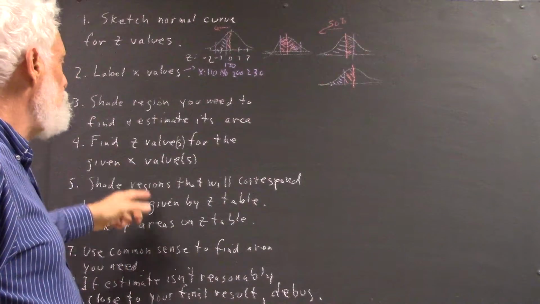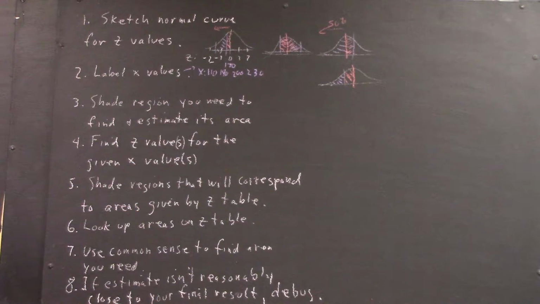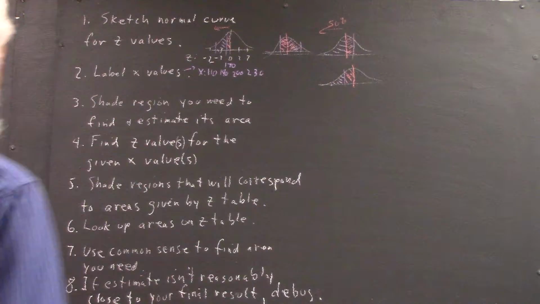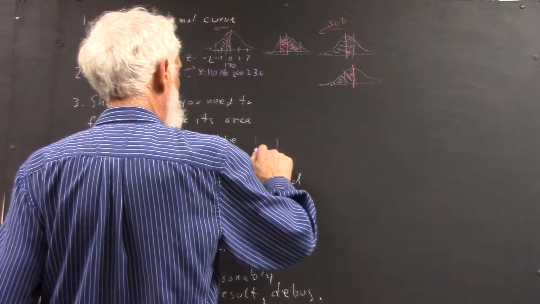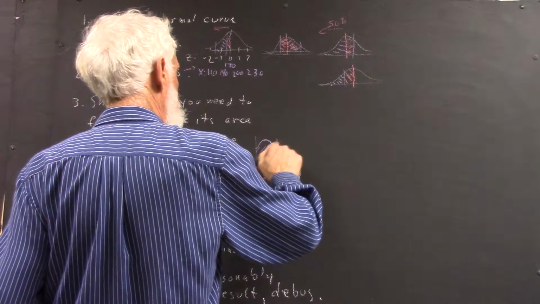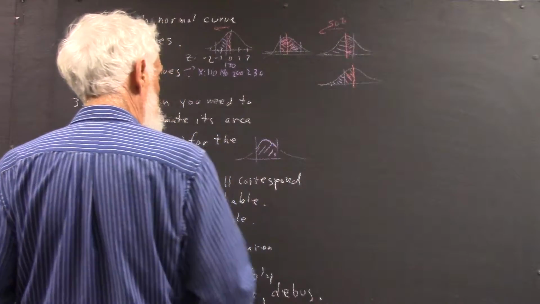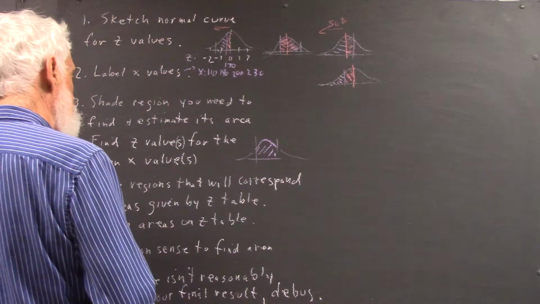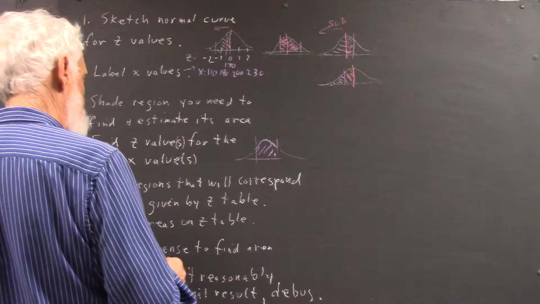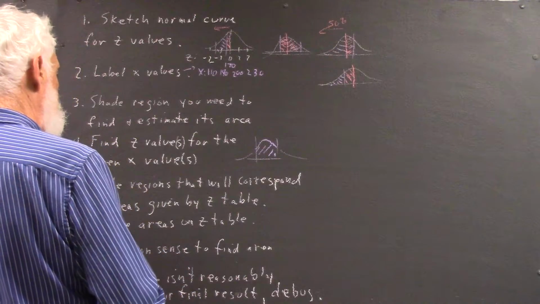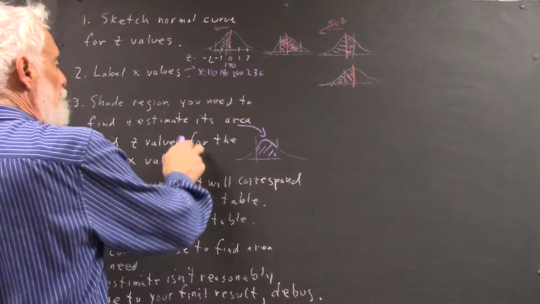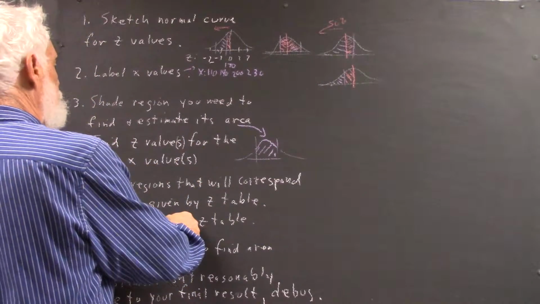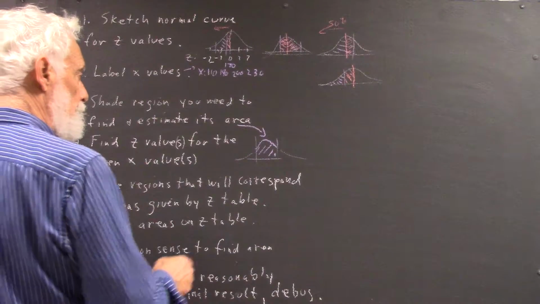You shade the regions that will correspond to the areas given by the z-table. Now what do I mean by that? I mean, okay, over here we've got some region between two of these things, so we shade that region, and then we've got the rest of the curve, right? And you find the z-values, and, well, this is what you do when you estimate, okay? Then you find the z-values, and you sketch the regions that will correspond to the areas given by the table.